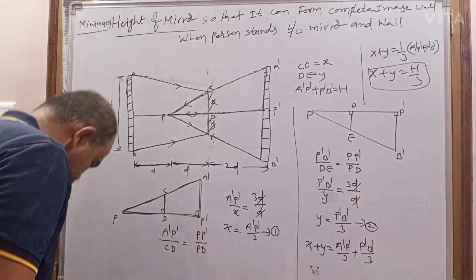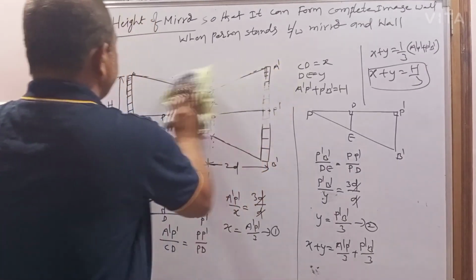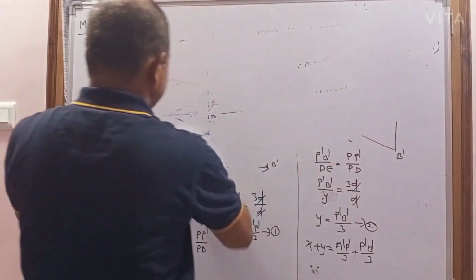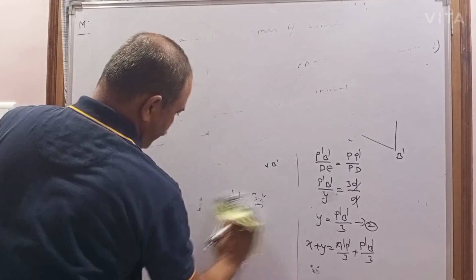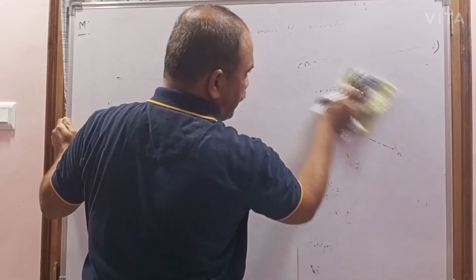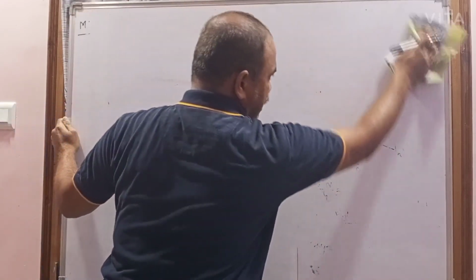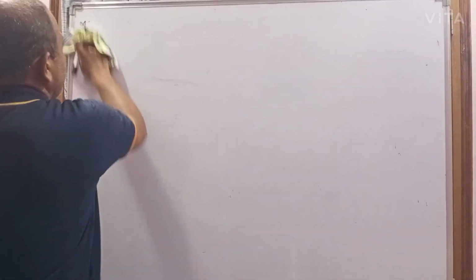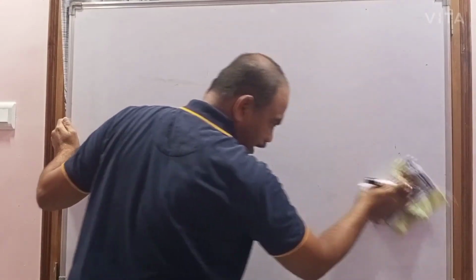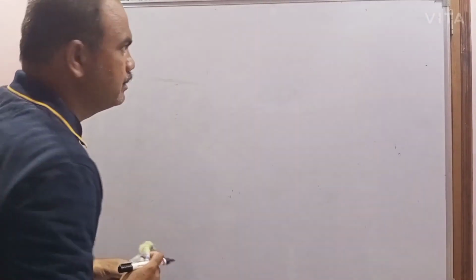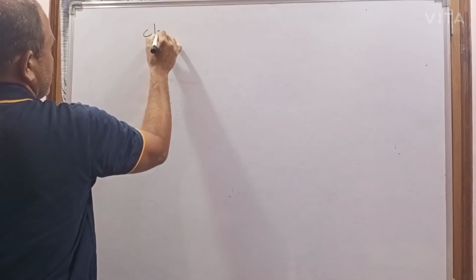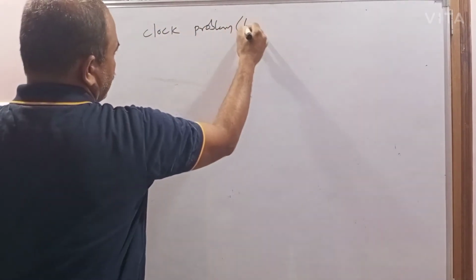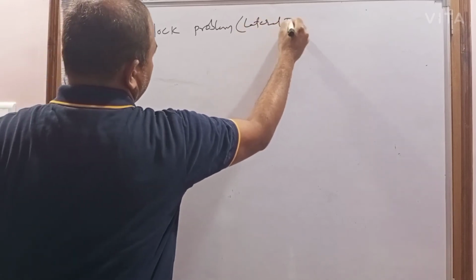And next come to the clock problems. Clock problems will be based on the lateral inversion, because the plane mirror can also produce the lateral inversion. Lateral inversion means what? Left becomes right, right becomes left, front becomes back, and back becomes front. So next I am moving to clock problems. These are based on the lateral inversion.